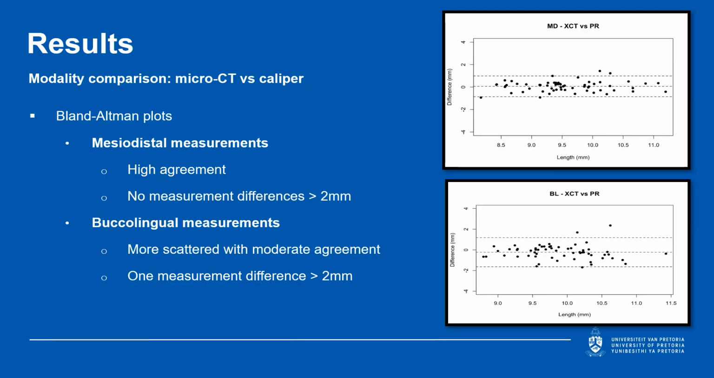Finally, we directly compared the modalities. Bland-Altman plots showed a high agreement between micro-CT and caliper measurements for mesiodistal as well as buccolingual measurements. Some points were out of the interval limits but always less than 2 mm, which is accepted. We could notice something particular for buccolingual measurements on second molars, as the confidence interval had a shift with a mean lower than 0 and showed the greatest difference.